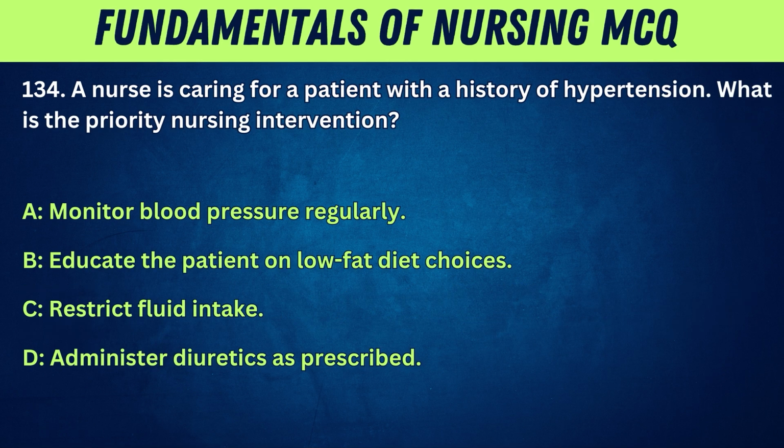breath. 134. A nurse is caring for a patient with a history of hypertension. What is the priority nursing intervention? A. Monitor blood pressure regularly. B. Educate the patient on low-fat diet choices. C. Restrict fluid intake. D. Administer diuretics as prescribed.